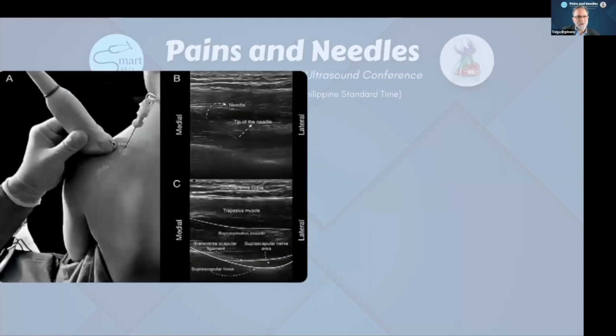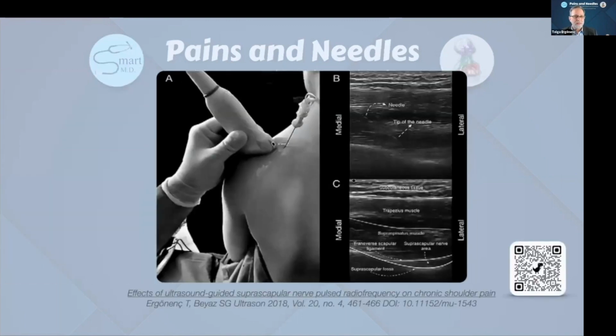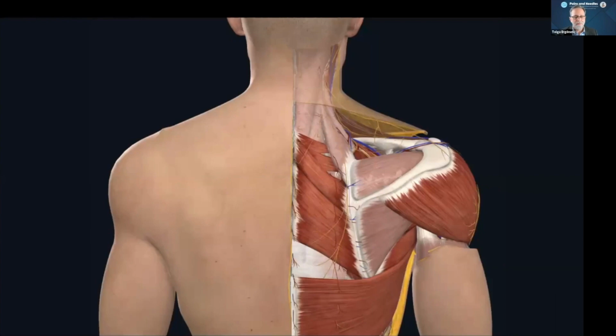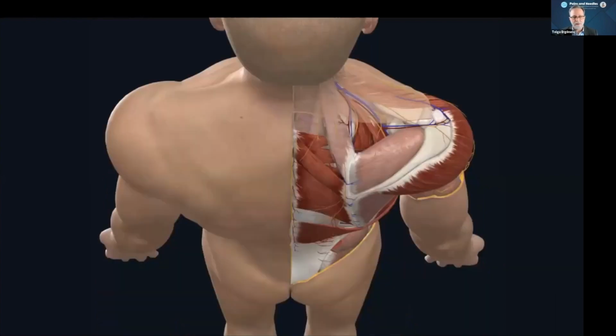And this is a sonogram of the suprascapular fossa. You can see the transverse scapular ligament in the sonogram, and the trapezius and the supraspinatus muscle. This article is about suprascapular pulse radiofrequency ablation for shoulder pain. And we look closer at the suprascapular fossa.